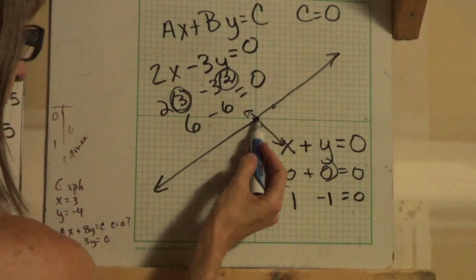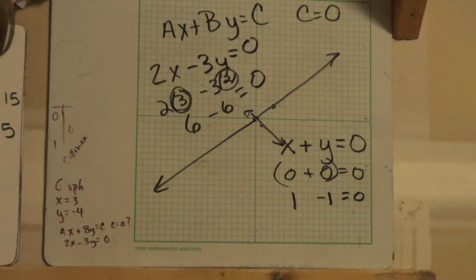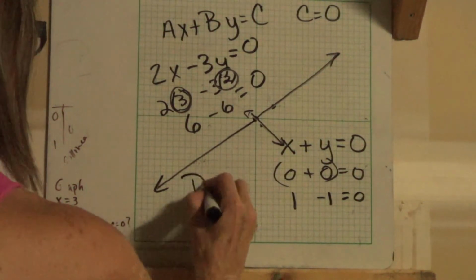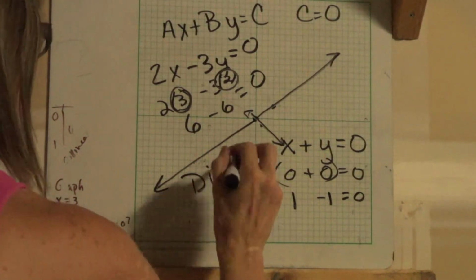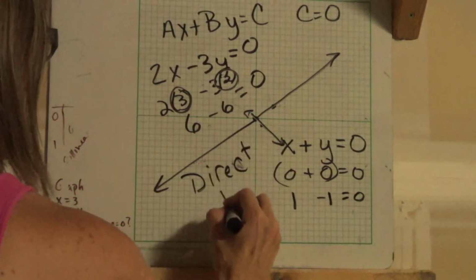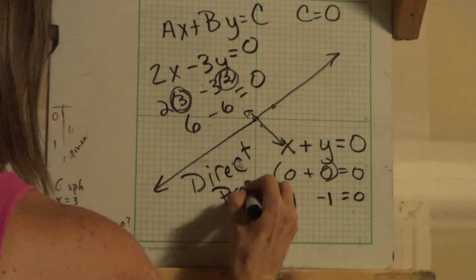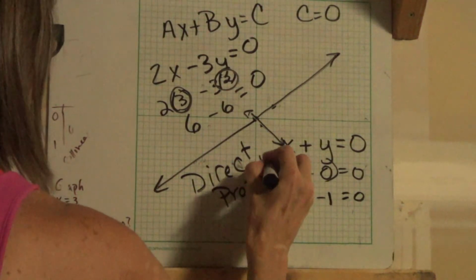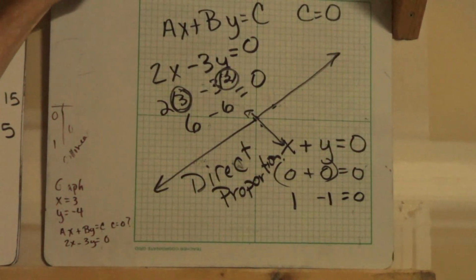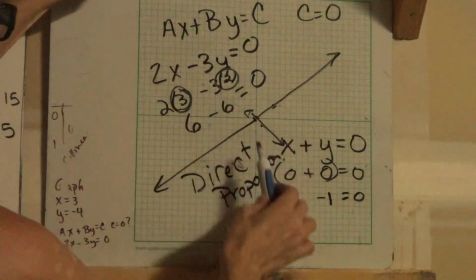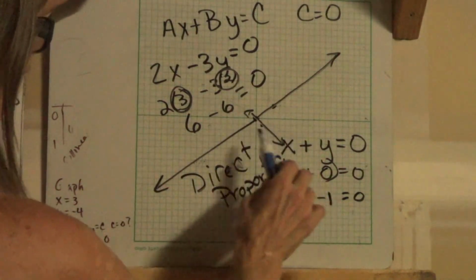Because these go right through the 0, we call them direct proportion. And there are a few other names that come up sometimes, but I just want you to know that there is a name for them, and that in that case with the 0, you have to come up with some other numbers to find your points.